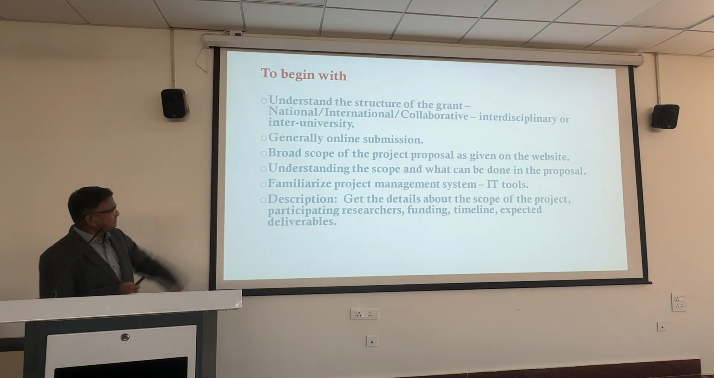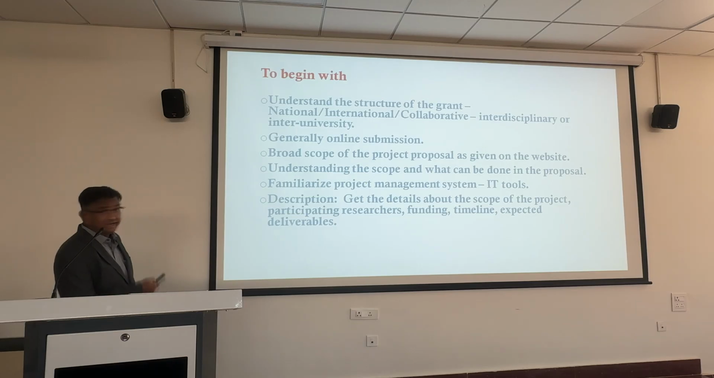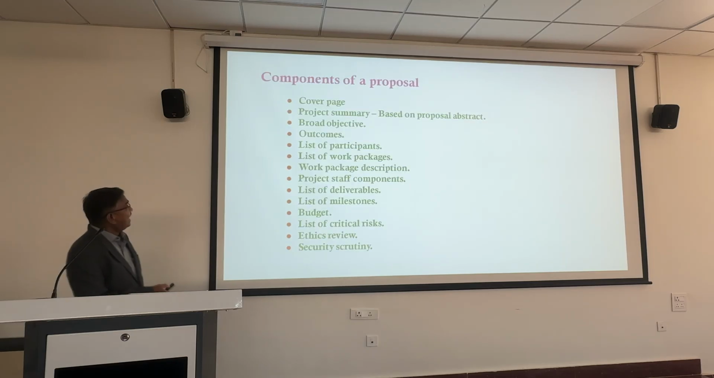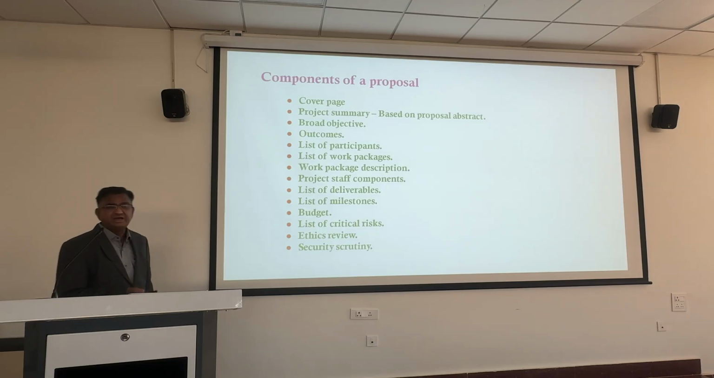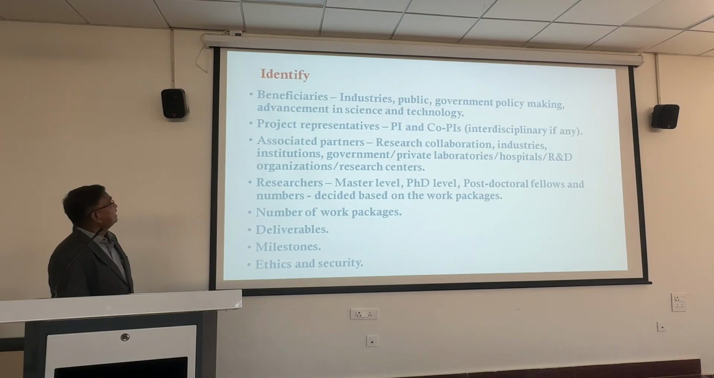Description, get the details. This is the most important point: scope of the project, participating researchers, funding, timeline expected, etc., and deliverables. We will see each and everything. And any research proposal has all these components: cover page, project summary, broad objective, of course with the cover page title, and the outcomes, list of participants, work packages, work package description, project components like deliverables, milestones, budget, and critical risk, ethics review, and security scrutiny.